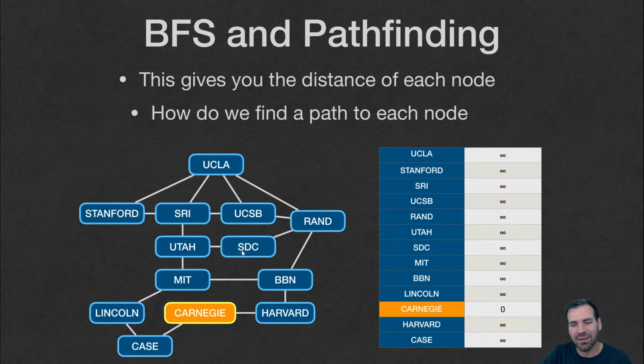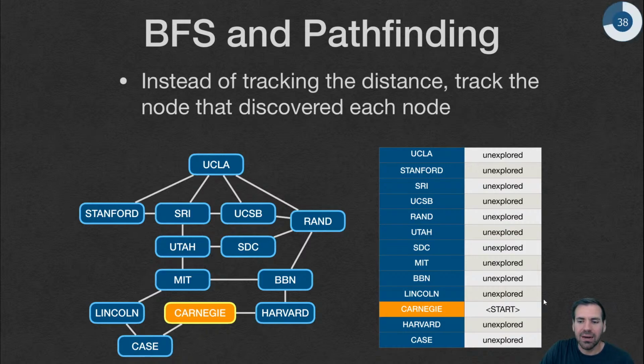Right now, I don't need you to do pathfinding, but this is what it would be if it were required. Instead of tracking the distance numbers for each node, we're going to track which node found that node. So which node were we checking the neighbors of when that node was discovered?